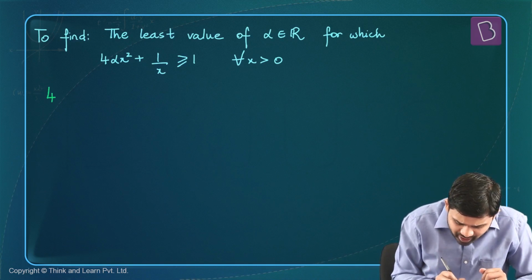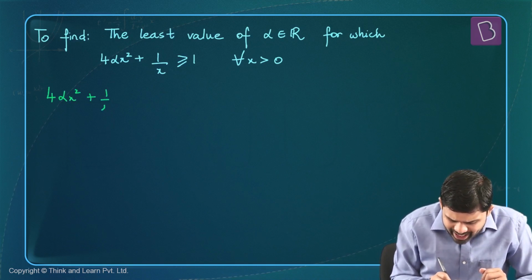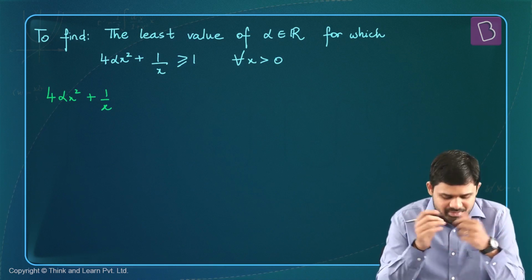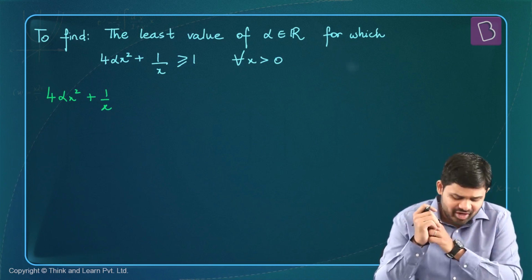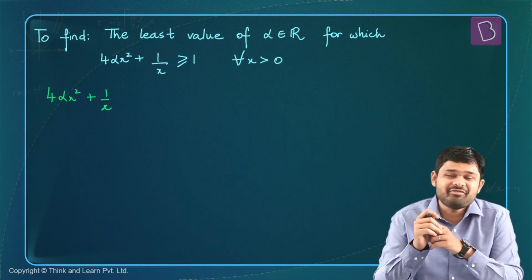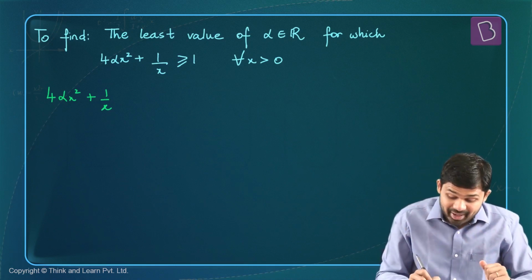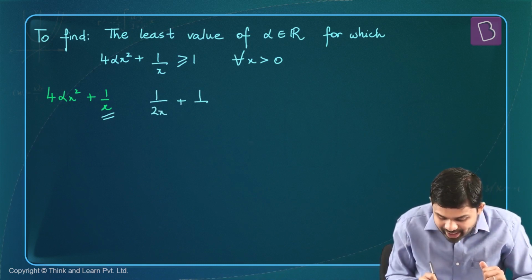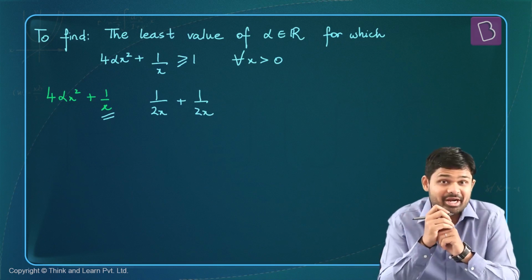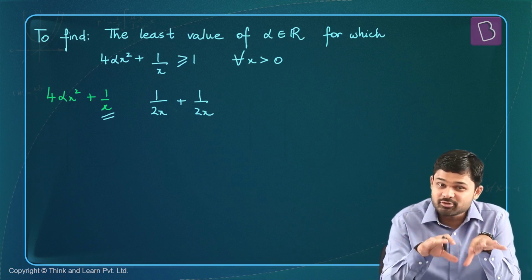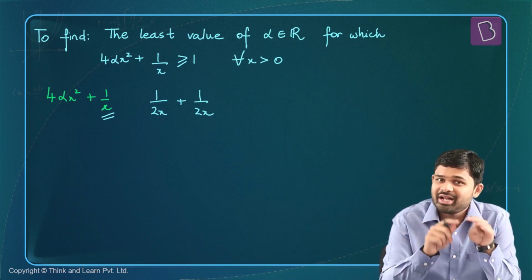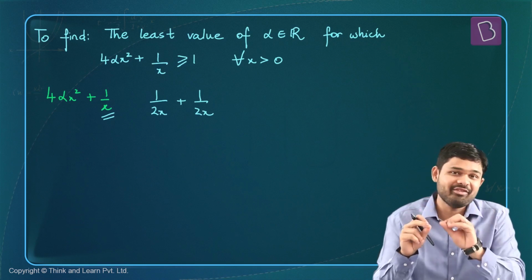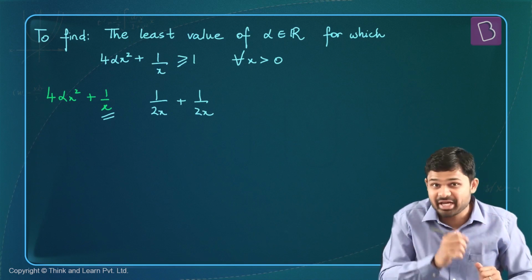So you have 4 alpha x square plus 1 by x. It still does not make a lot of sense to use AM greater than or equal to GM, because 4 alpha x square multiplied by 1 by x is going to give you a 4 alpha x. Not really helpful. But if I rewrite 1 by x as 1 by 2x plus 1 by 2x, right? 1 by x is nothing but 1 by 2x plus 1 by 2x. 2x into 2x is 4x square. Now 4 alpha x square multiplied by 1 by 2x multiplied by 1 by 2x is going to just leave you with an alpha, and now you can make use of AM greater than or equal to GM.